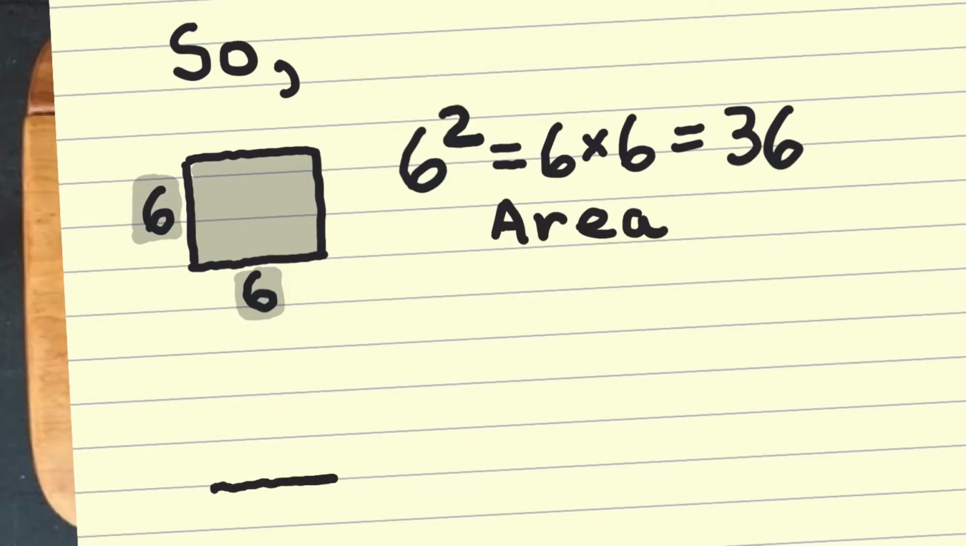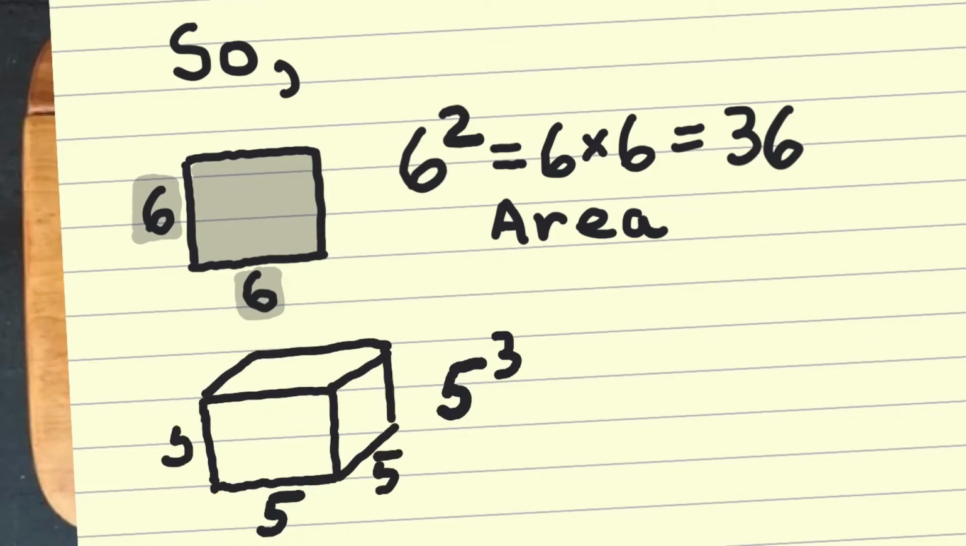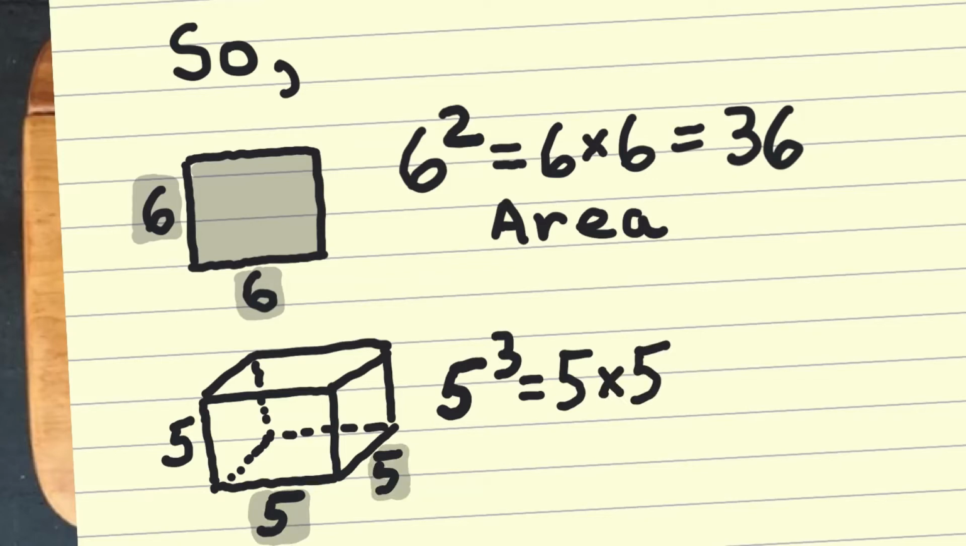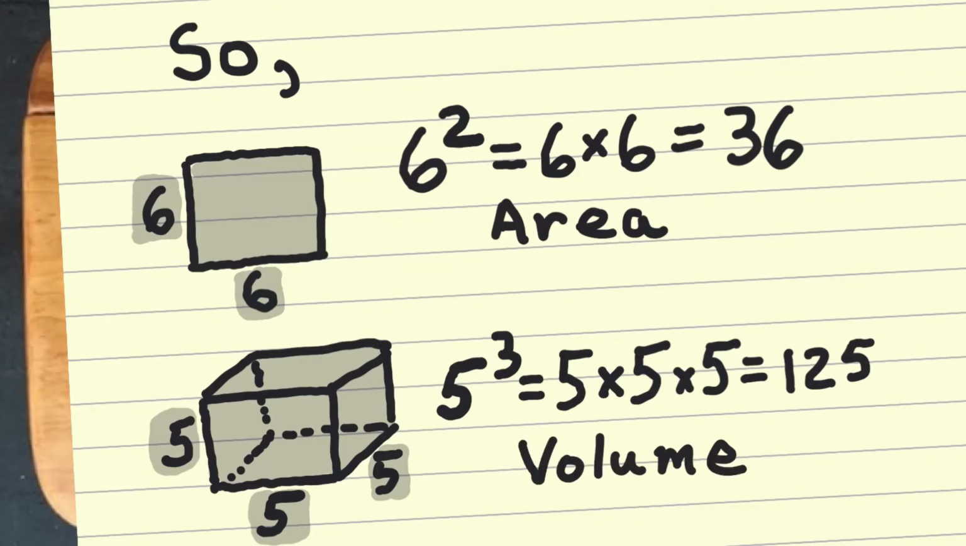And if you have a side of 5 and you cube it, 5 cubed is 3 fives being multiplied together. Length of 5 times the width of 5 times the height of 5, and that's equal to the volume of the cube. So 5 cubed equals 5 times 5 times 5. That's equal to 125. I'll have more about that calculation later. And that's the volume of a cube with side 5.